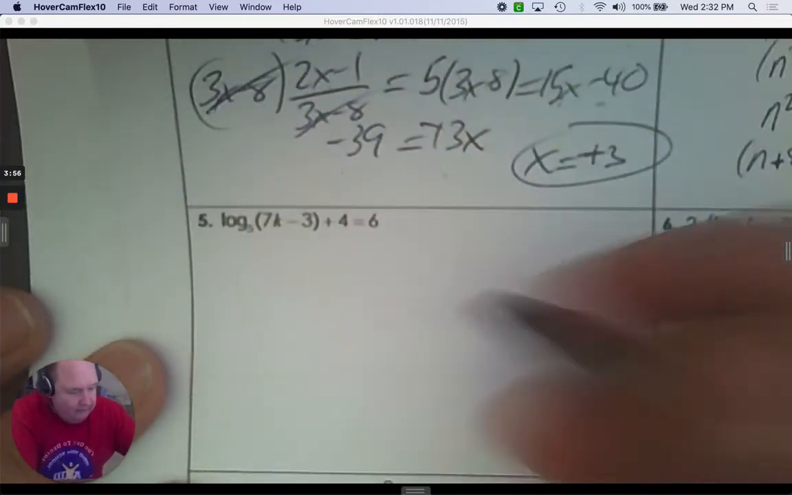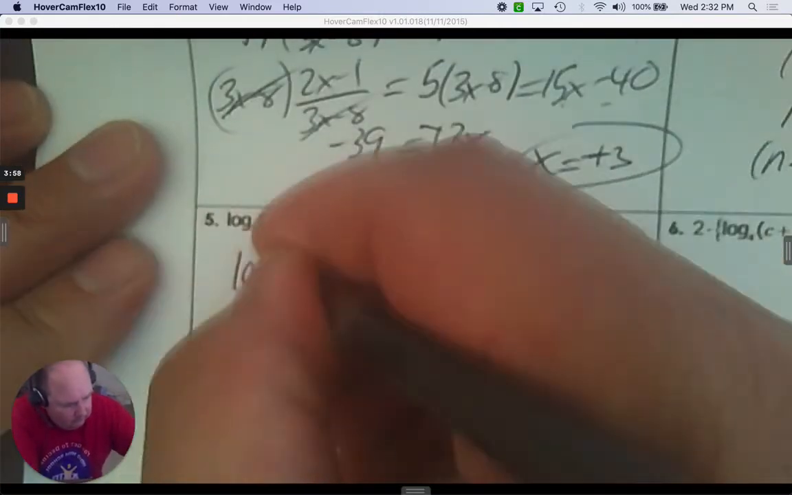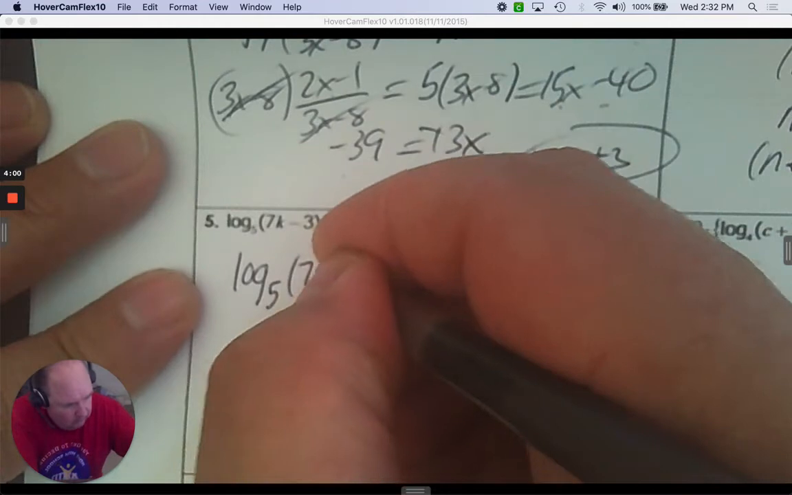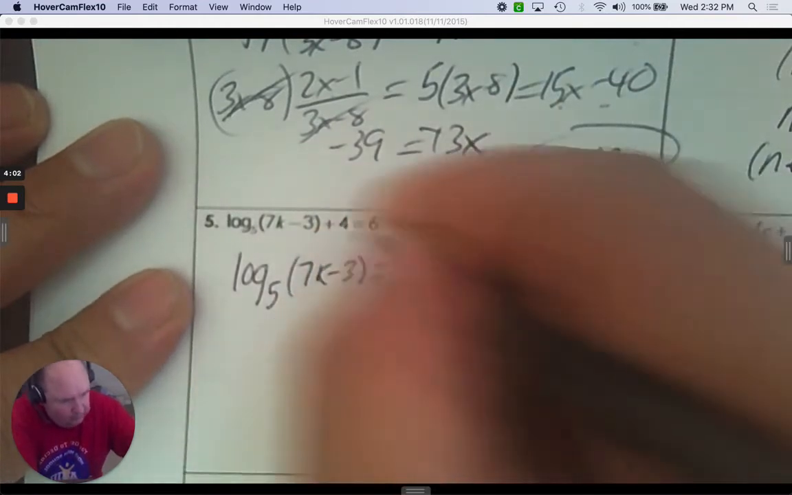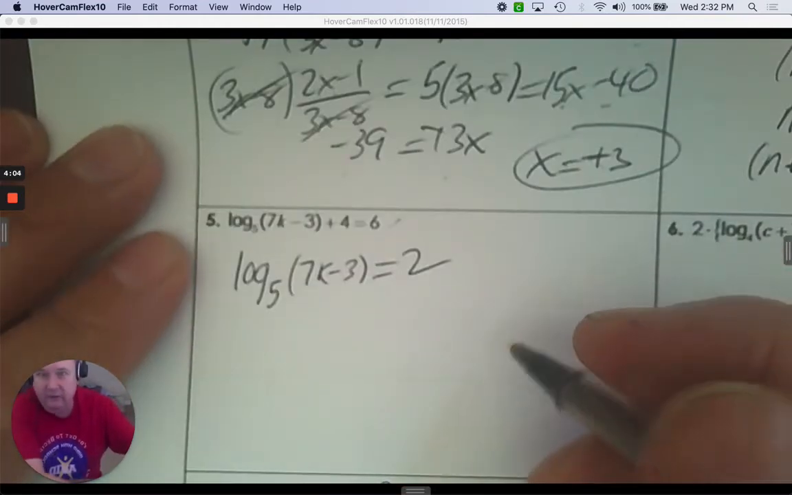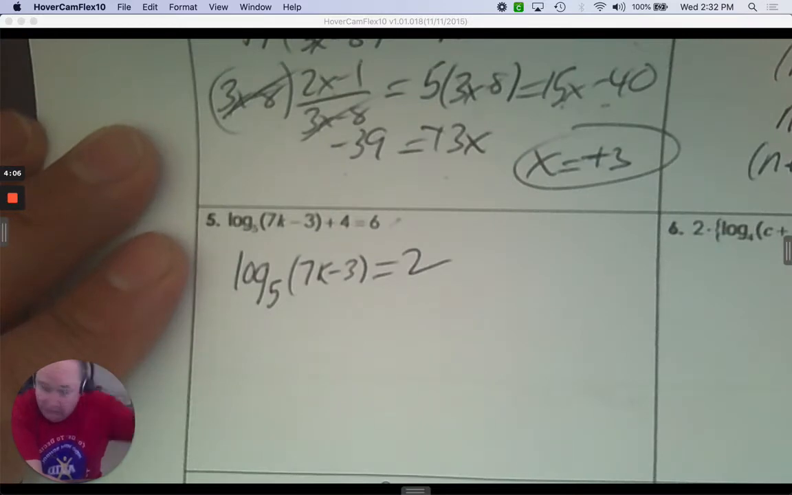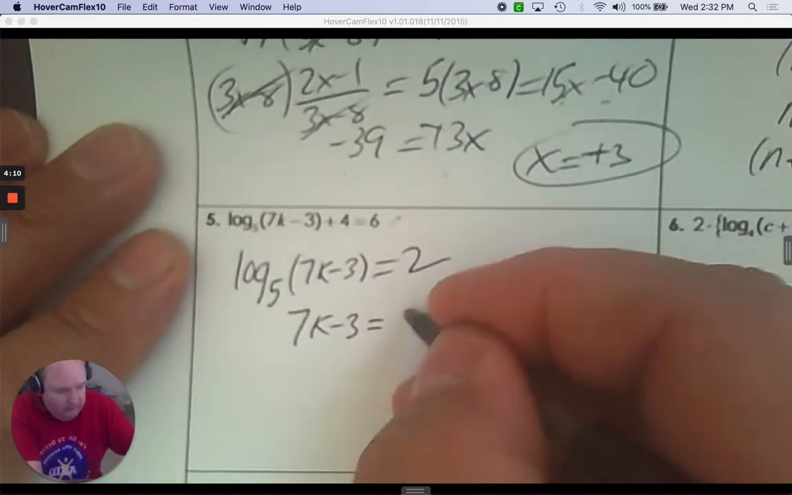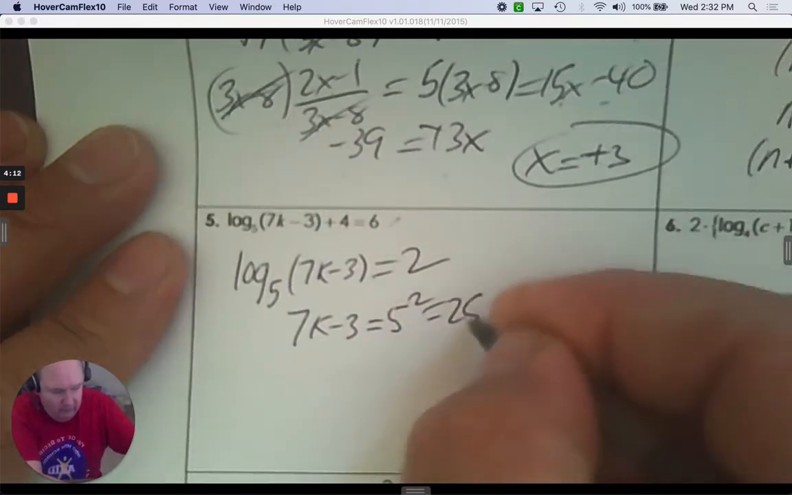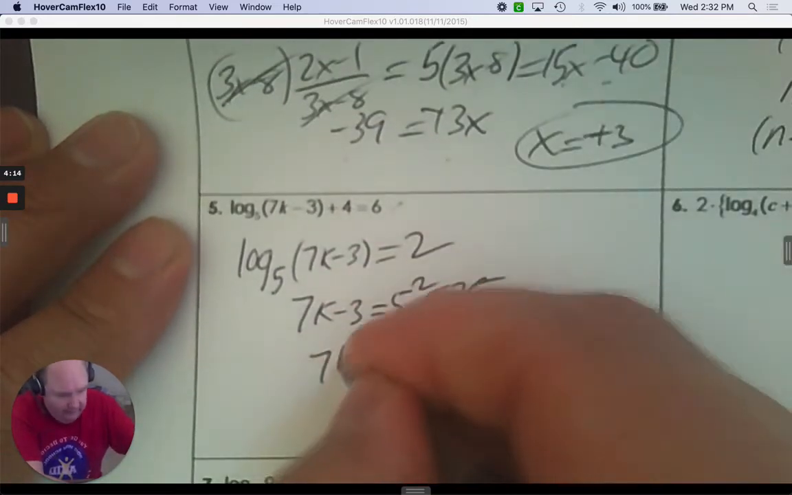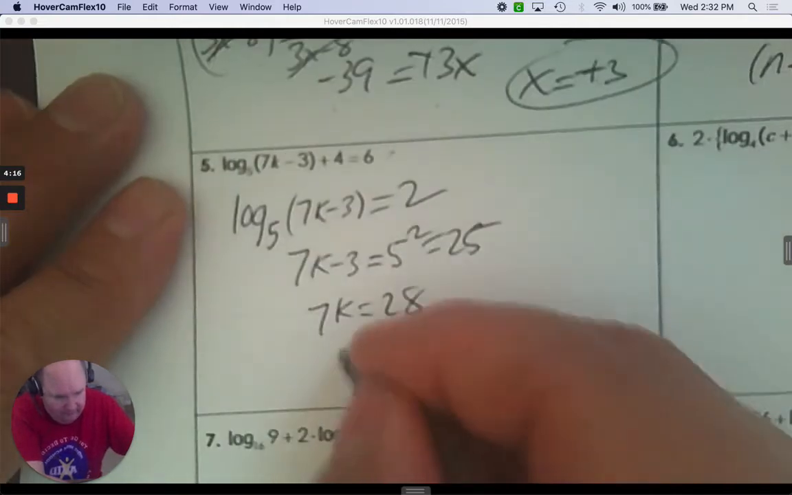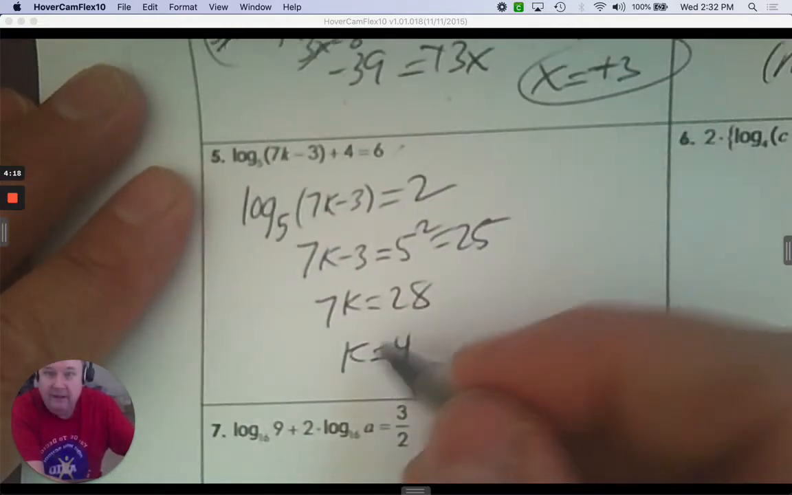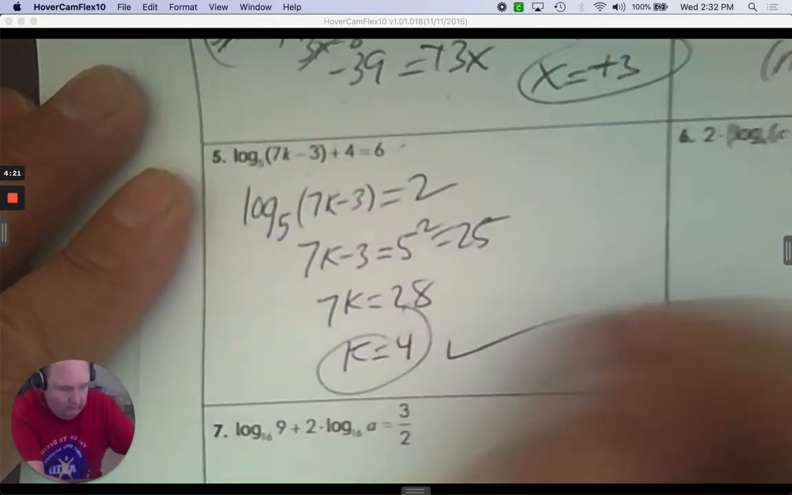Number 5. I'm going to subtract 4 to the other side. So 6 take away 4 is 2. I'm going to write this exponentially. So 7k subtract 3 is equal to 5 squared, which is 25. Add 3, that's 28. Divide by 7, and you get 4, and 4 is a great answer.